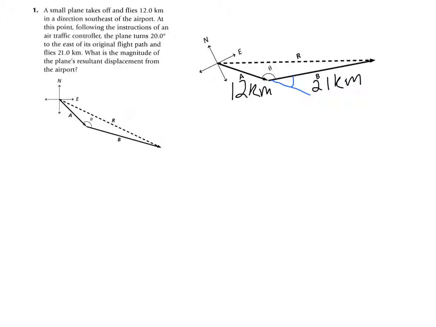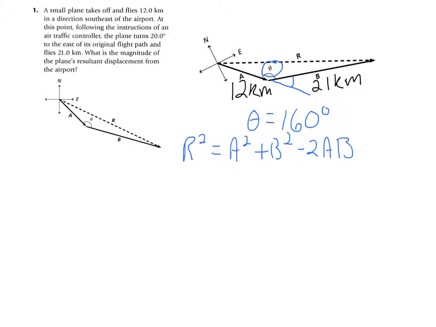You can see that that little angle right there is a 20 degree angle that they're talking about in the problem, but this angle right here is actually what we need to solve for, and that would be the theta of 160 degrees. From there, it becomes very much a straight law of cosines problem. So we would have r squared is equal to a squared plus b squared minus 2ab cosine of theta.